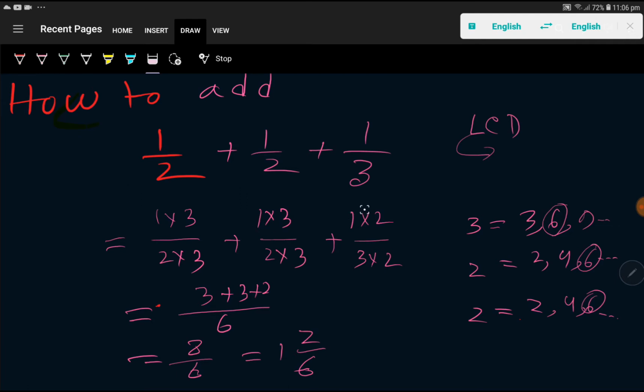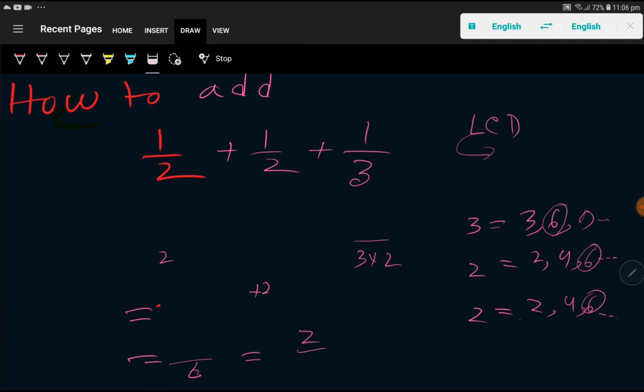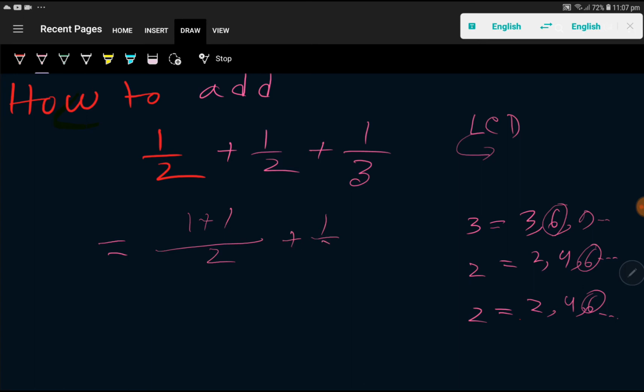Okay, let me show you the third method, right? Look, I think this will be helpful to some extent. Here we need a common denominator, but here these two fractions have a common denominator. So at first I will add these two fractions, that have common denominator 2. So we have to just add the numerators. So we are getting here 1 plus 1, that is 2 by 2, plus 1/3, right?